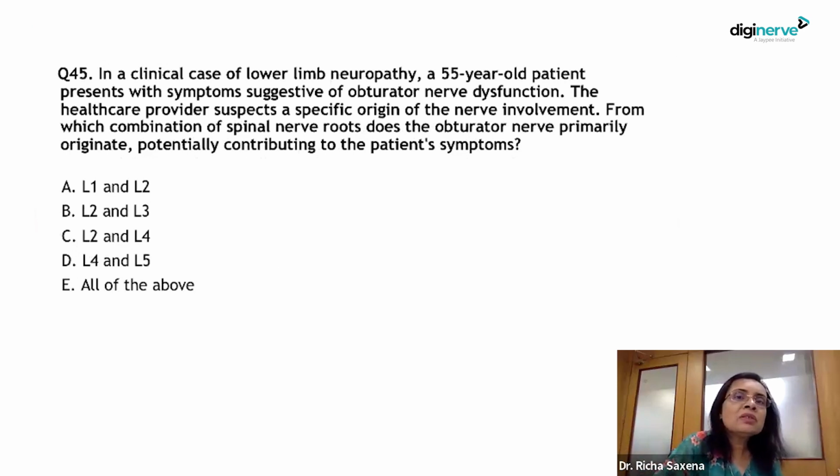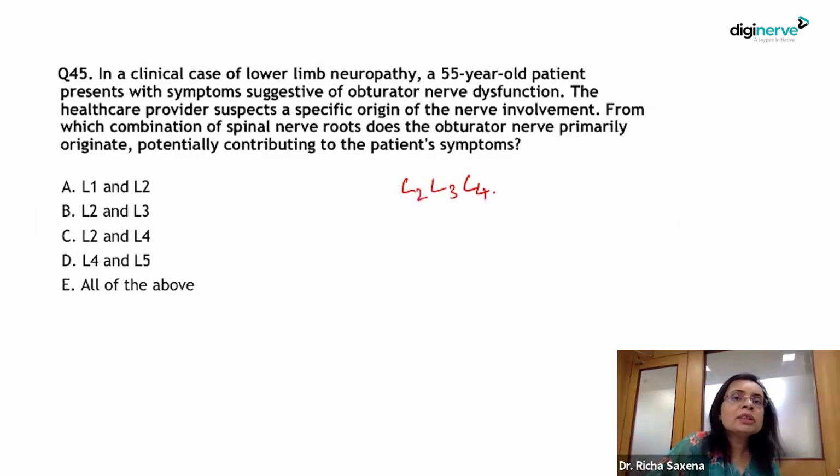A clinical case of lower limb neuropathy, a 55-year-old patient presents with symptoms suggestive of obturator nerve dysfunction. The healthcare provider suspects a specific origin of nerve involvement. From which combination of spinal nerve roots does the obturator nerve primarily originate? So what is the origin of obturator nerve? Ventral rami of L2, L3, L4.